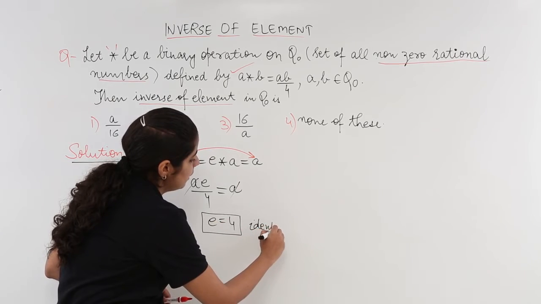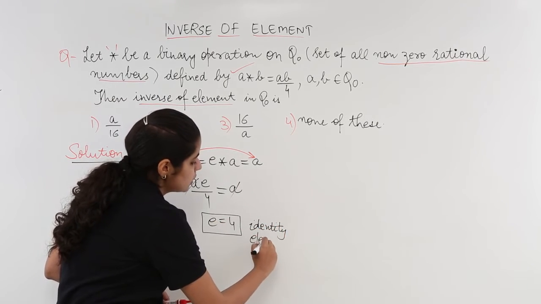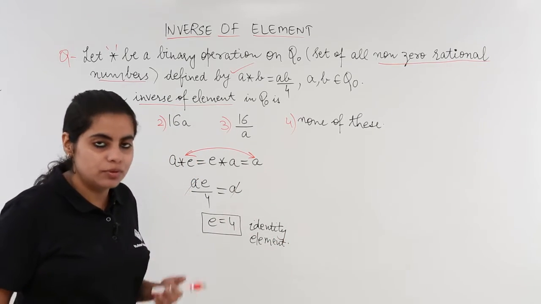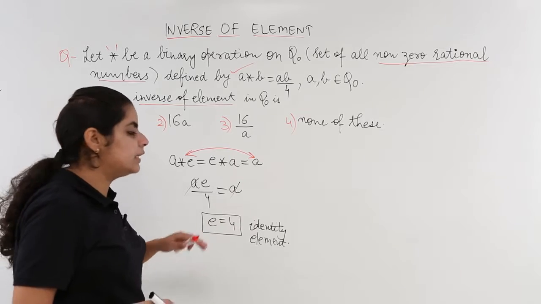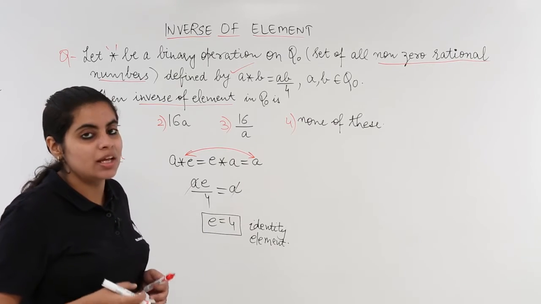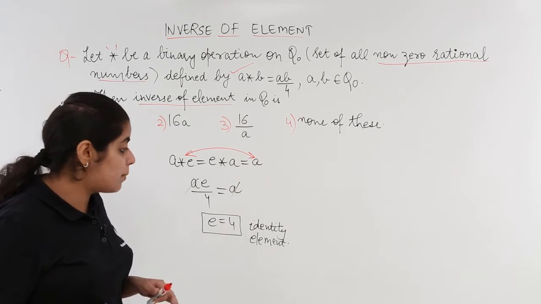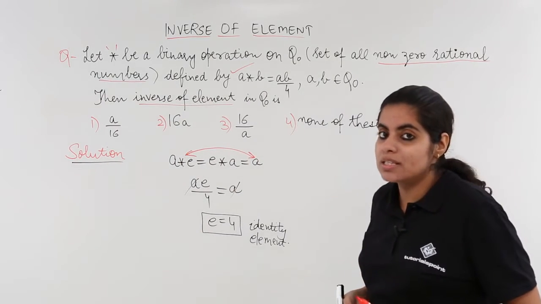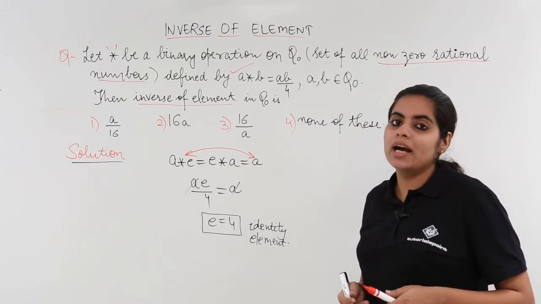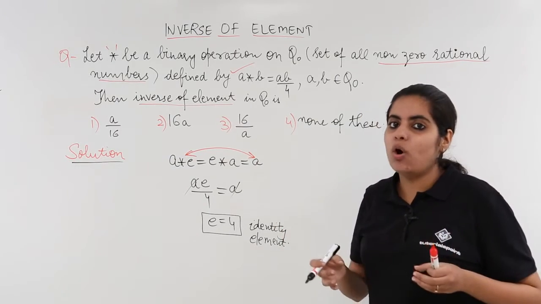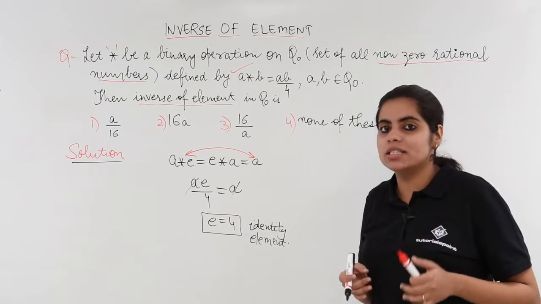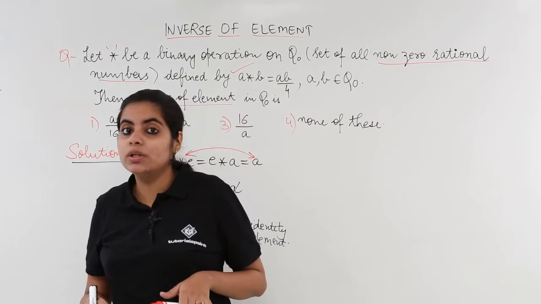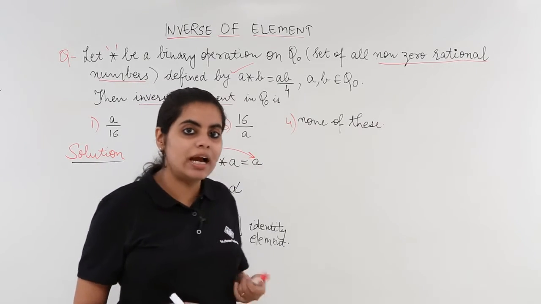Had the question been about the identity element, this was the answer, story finished. But the question is not about identity, it is about inverse, and we have found the identity element to solve the inverse. Now let's see what about the inverse of the element. What is the formula of inverse? Inverse is nothing but when I have A and B and they are operated together to give me the identity element. So I have A star B is equal to E, which is my identity element.